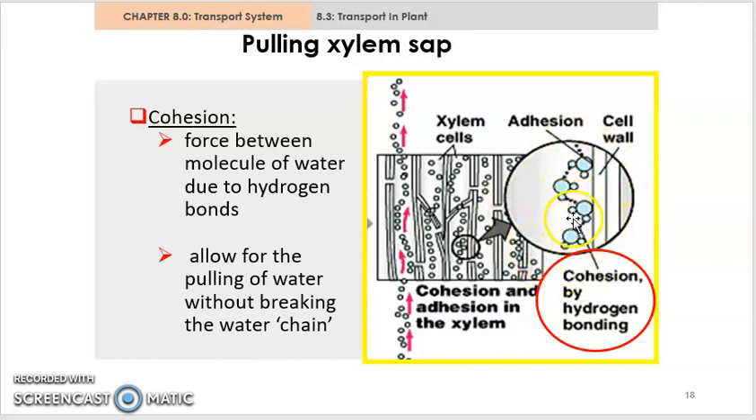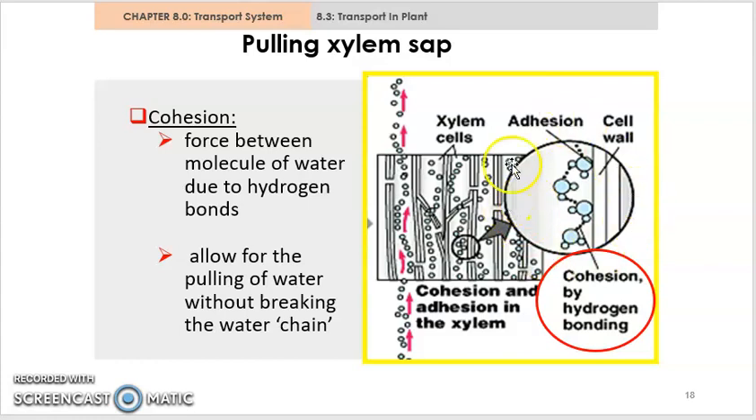So in between water molecules, they can attract one another by hydrogen bond. Okay, so maksudnya the interaction between a water molecule and the other water molecules due to hydrogen bond, we call as cohesion. The forces between molecules of water due to hydrogen bond. So apa dia punya consequence dia?